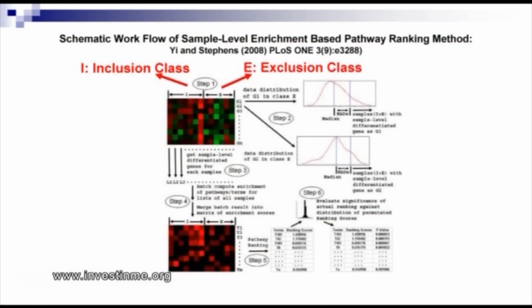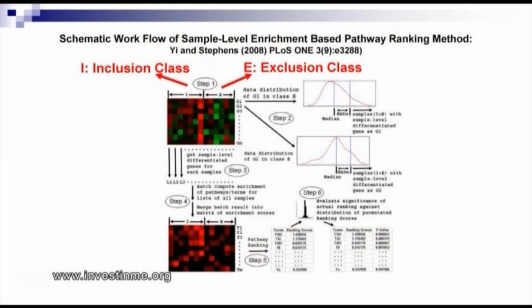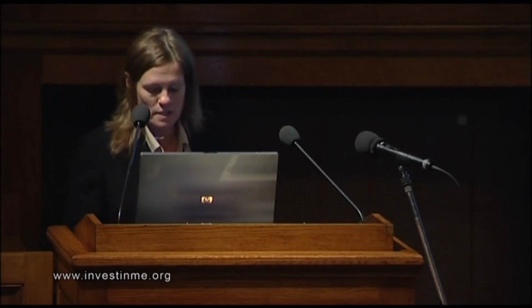So this is the method, the schematic workflow of how it works. What you do is you generate your two classes, your controls and your disease. And you look at the data distribution across all of the gene sets, about all of the samples, and you can see the controls versus the disease. There's a big difference between the two classes when considered this way. You also get sample level differentiated genes for each single sample, so you could look at each single patient as an individual. And then you batch compute these, which I wouldn't dare to do, and merge the batch result into the matrix and for the enrichment scores. And then what you can do is you can actually evaluate the actual ranking against the distribution in the ranking scores and get meaningful data as to really what's going on between the difference of the disease and the control.